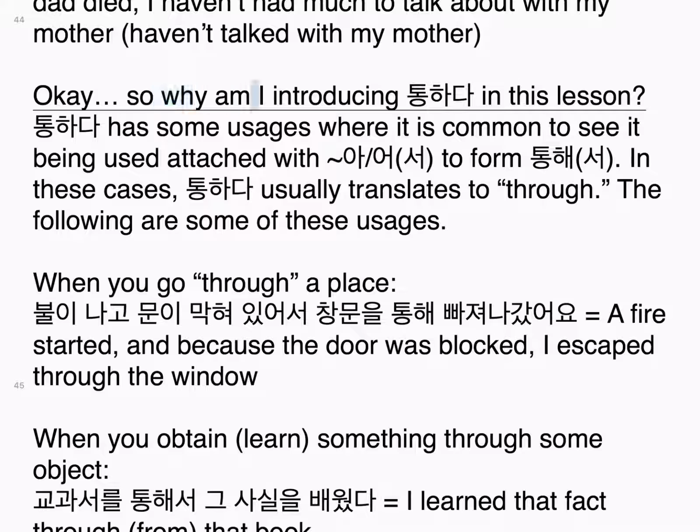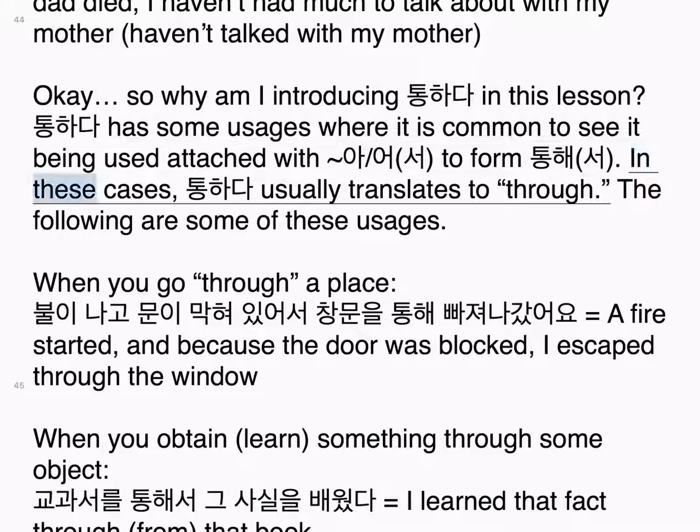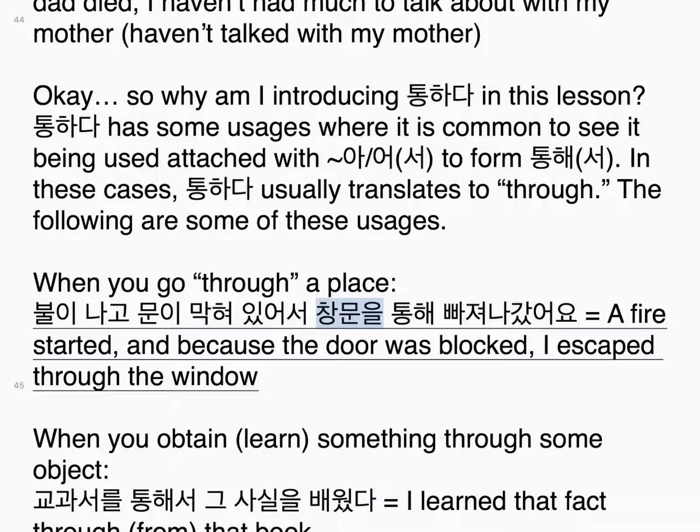Okay, so why am I introducing 통하다? In this lesson, 통하다 has some usages where it is common to see it being used attached with 어서, to form 통해서. In these cases, 통하다 usually translates to through. The following are some of these usages. When you go through a place: 불이 나고 문이 막혀 있어서 창문을 통해 빠져나갔어요. A fire started, and because the door was blocked, I escaped through the window.